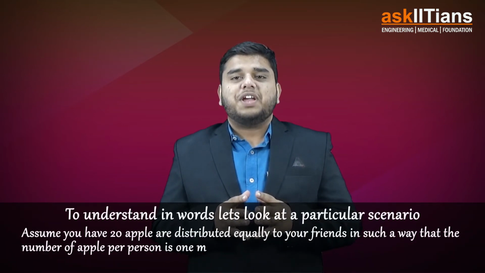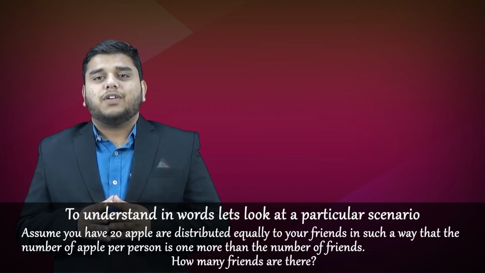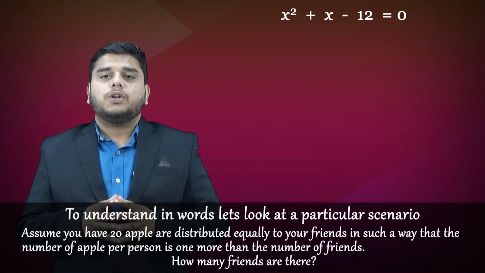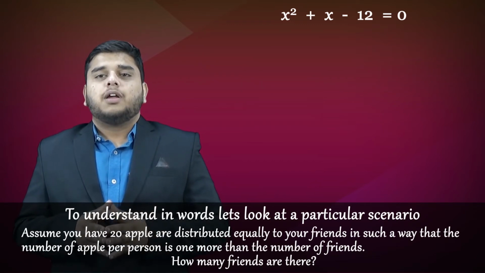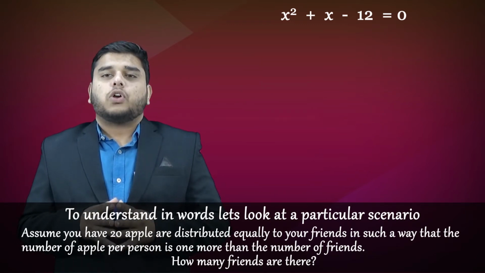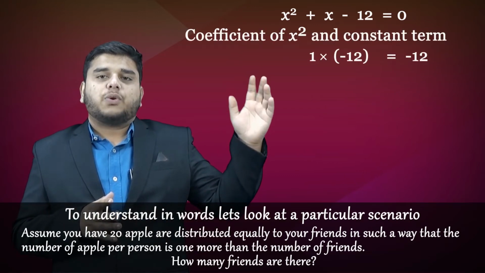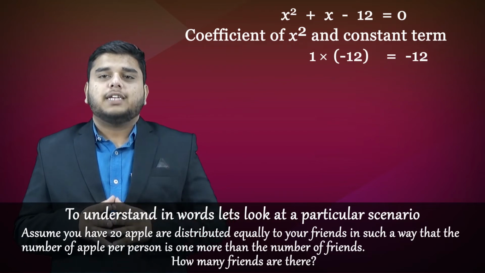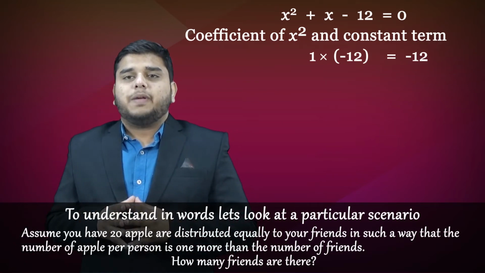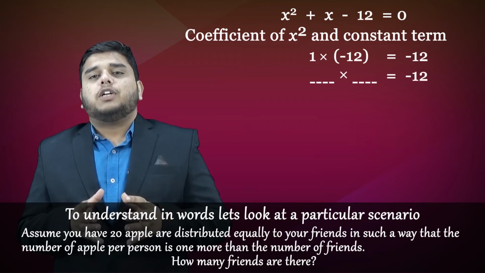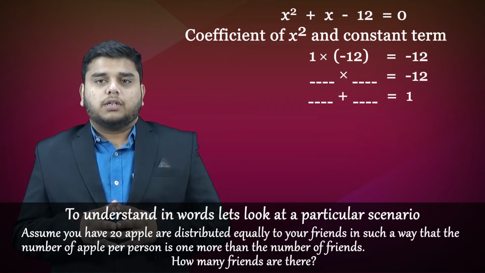Now that we have understood what roots are, let's try to solve the quadratic equation that we were struggling with in the first video. I have x square plus x minus 12 is equal to 0. We all know factorization from previous classes, so I just have to look at the coefficients. The coefficient of x square is plus 1 and the constant term is minus 12. The product should be equal to minus 12, and I need two numbers such that when I add them, it is equal to plus 1.